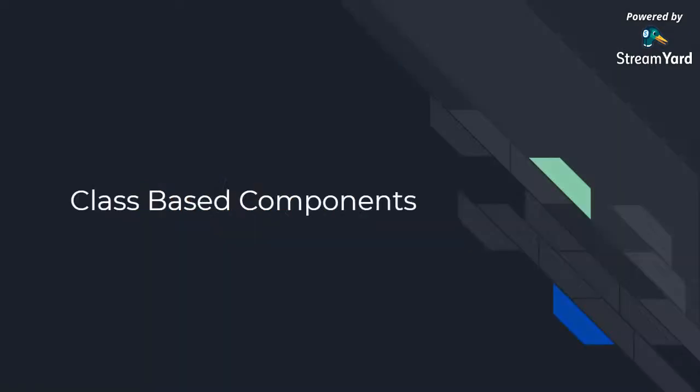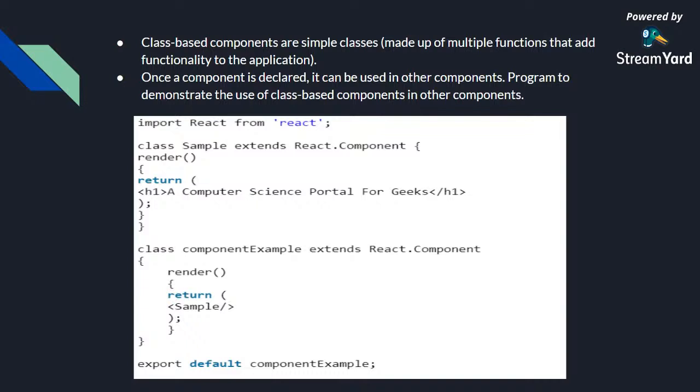So let's start. First, we are going to take the class-based components. Class-based components are simple classes. In Java, we use classes, and it's almost similar to the Java classes that we use. We extend React.Component from the React library to create a class-based component. A class-based component can have multiple functions inside it, can have a render function that returns a UI, and it can also have a bit of logic. Once a component is declared, it can be used in other components. So a class-based component can be used in other components as well.